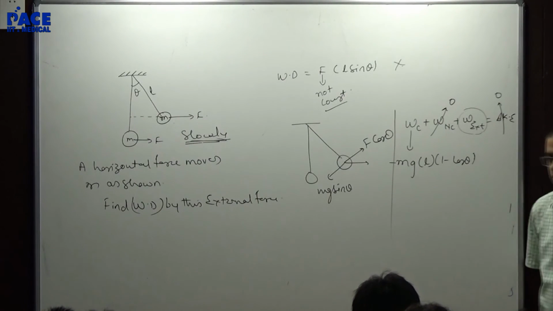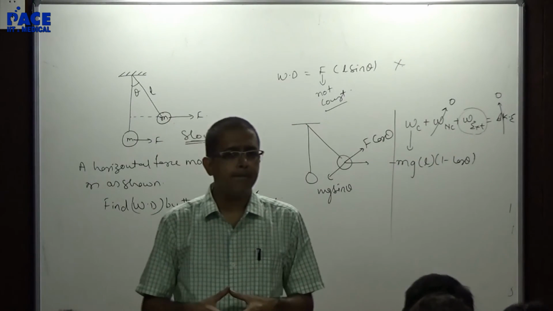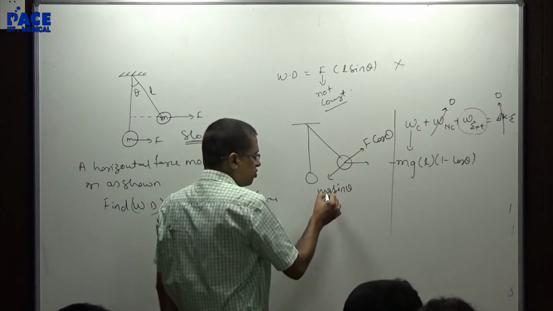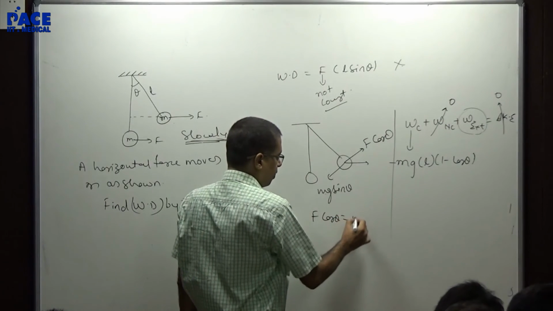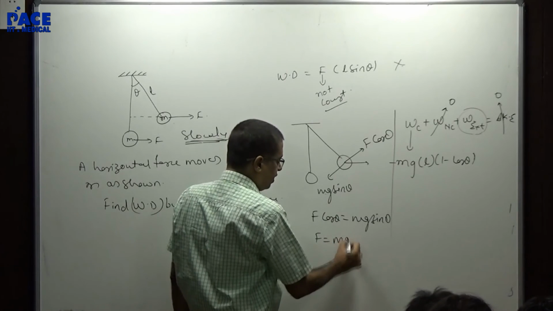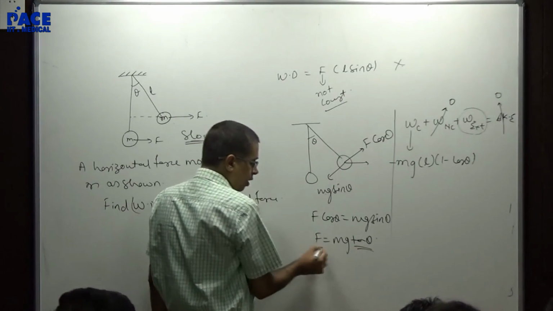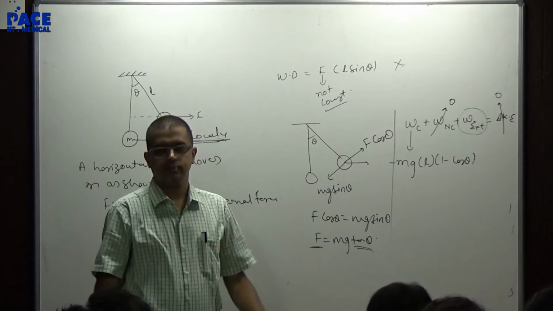Sir, I understand that force is not constant. F cos theta should be mg, only then it will be moving with uniform speed. Yes, sir. So F is equal to mg tan theta. As theta is changing, can force be constant? No.